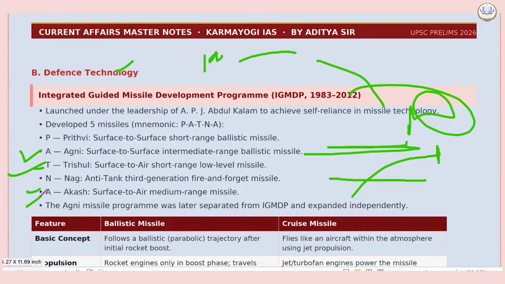And the Agni missile was later separated from this program and expanded independently. So Patna will do the work. P for Prithvi, A for Agni, T for Trishul, N for Nag, and A for Akash.